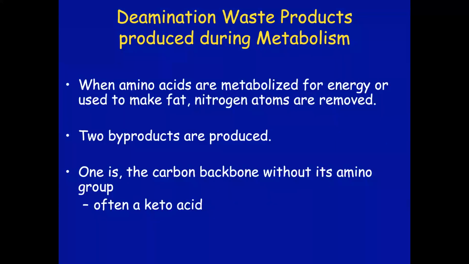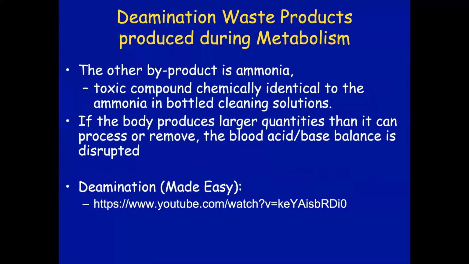The amino acids that you eat have to undergo what's known as deamination. So we know that amino acids can either be metabolized for energy or used to make and store fat. And when that happens, you need to remove nitrogen atoms. So there will be two byproducts produced. One is the carbon backbone that doesn't have its amino group. That's often what's known as a keto acid. The other byproduct is ammonia.